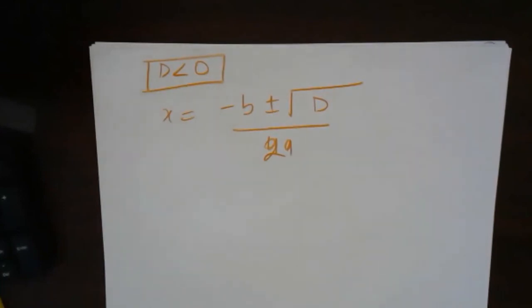Somebody is saying sign. 4ac is greater than b square. So why are we getting that? Sir, b must be plus or minus. Okay, let's see.